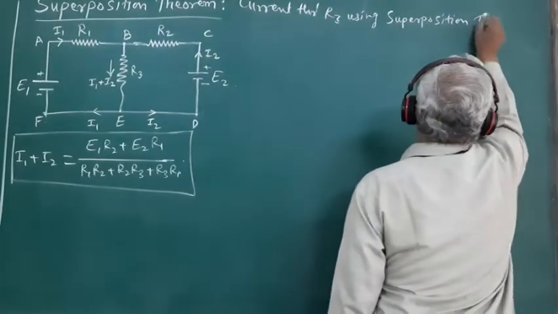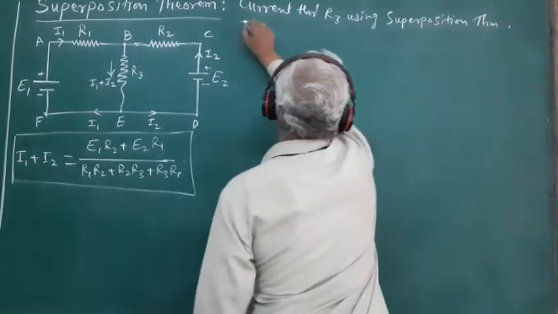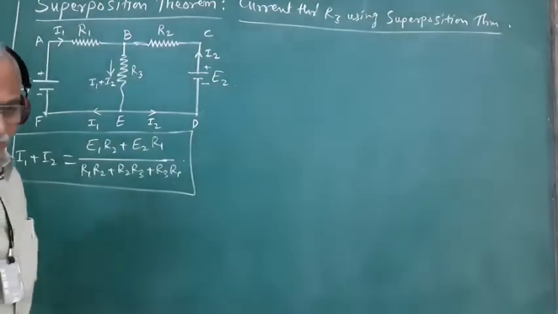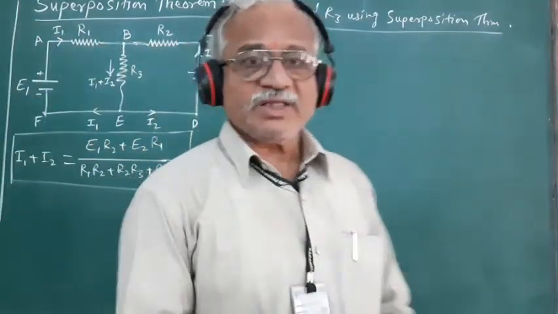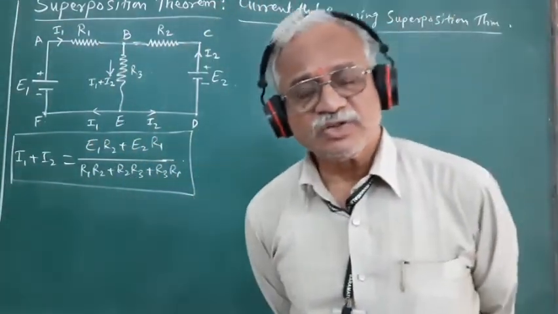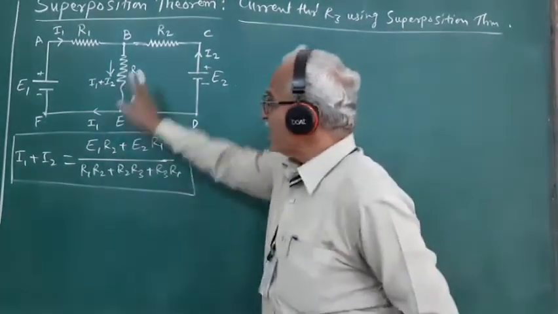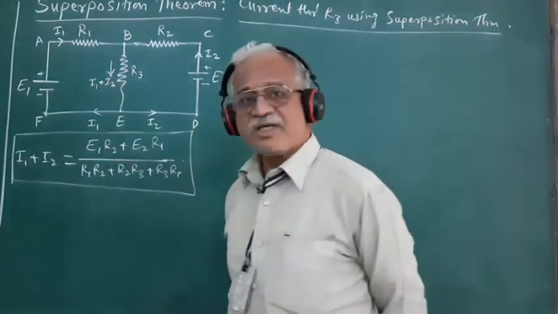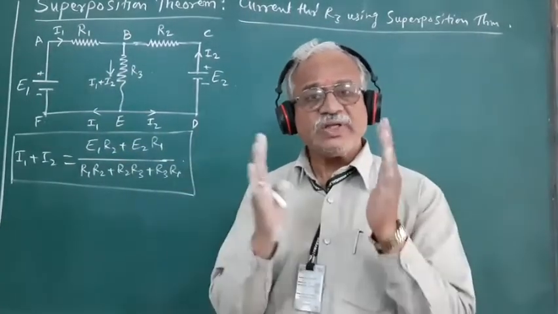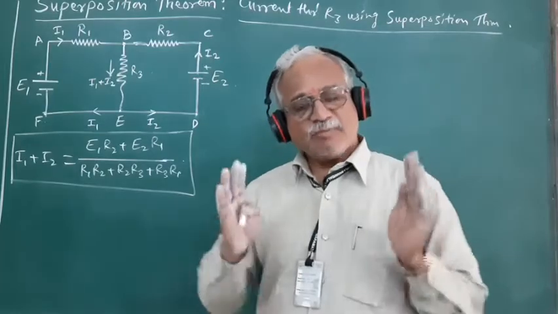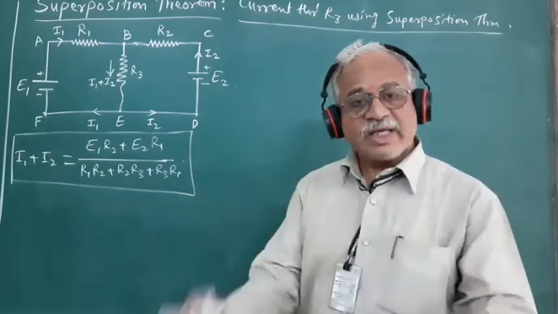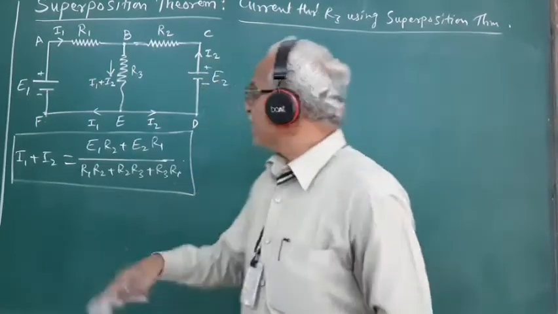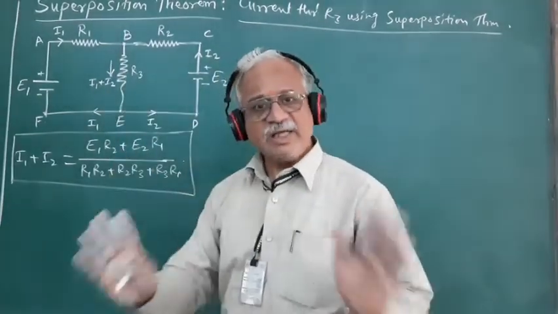Using superposition theorem, current through R3 using superposition theorem. Now, when we want to apply the superposition theorem in order to determine the current flowing through this resistance R3, we have to obtain the current flowing through this resistance R3 due to the individual sources of EMFs, and for that purpose we have to kill the other sources of EMFs temporarily and find out the current through the required element.